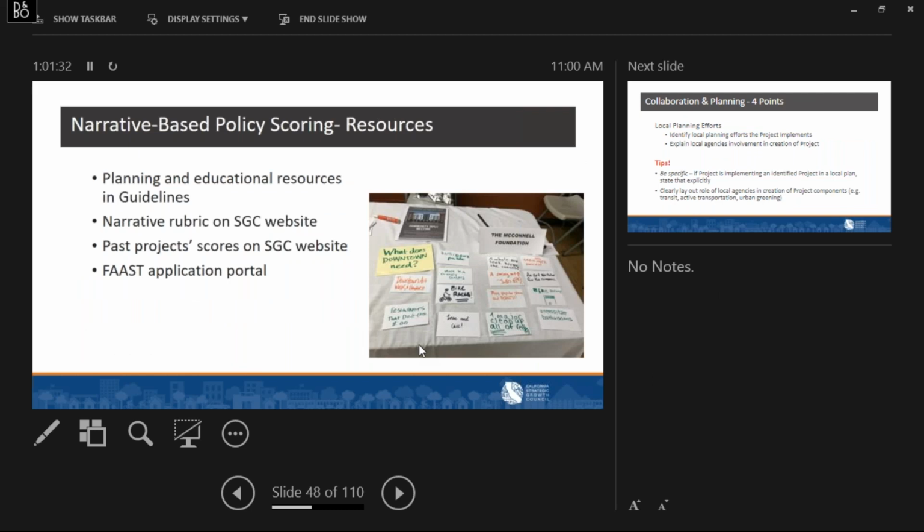So we have a couple different resources to assist you in determining how to write your narrative-based policy. First off, within the guidelines themselves, there are a few resources that point you towards air pollution mitigation or climate resiliency resources. We also post our scoring rubric on the SGC website. This I would recommend absolutely looking at before you write your narrative, as it is followed through the scoring process. You can also refer to past project scores on the SGC website and actually read their narratives through the FAST application portal. And that FAST portal is available, or instructions on how to access it are available on the SGC AHSC resources page as well.